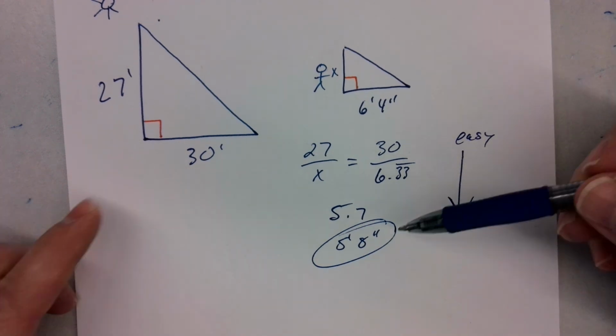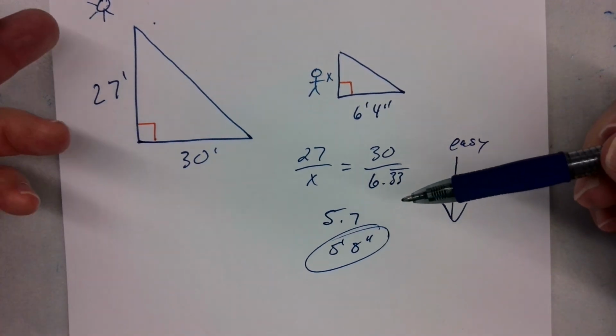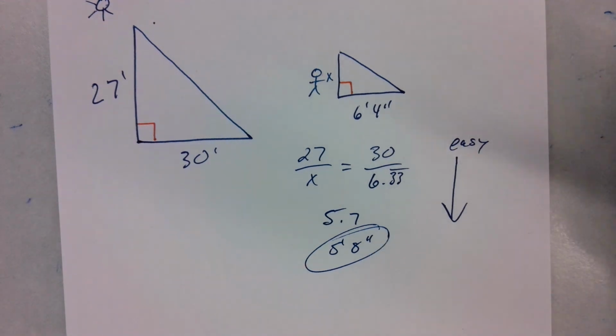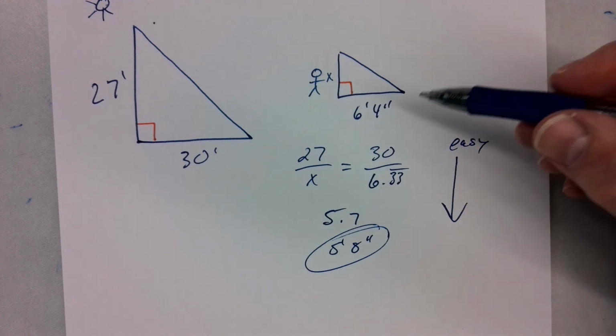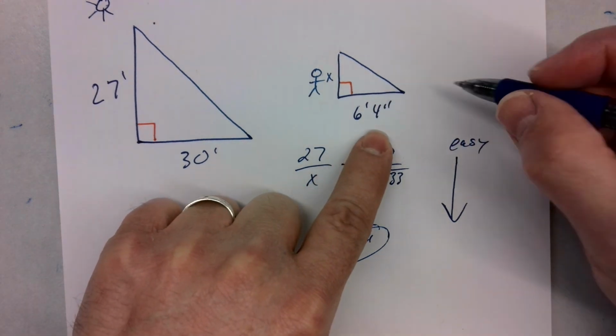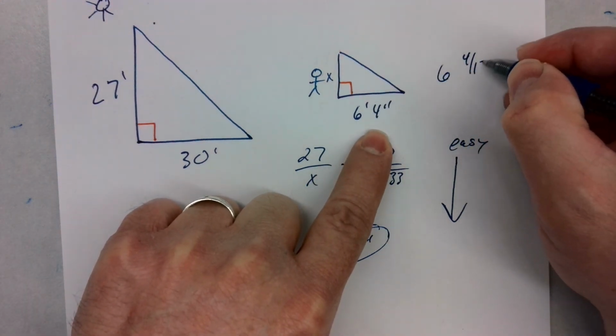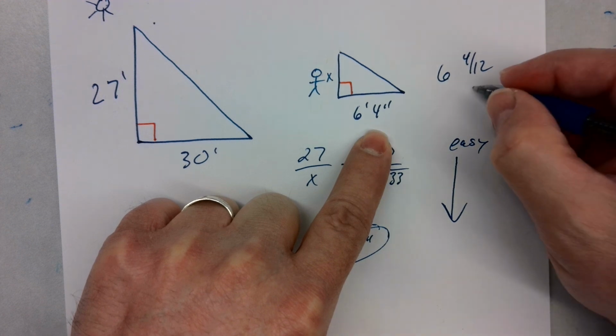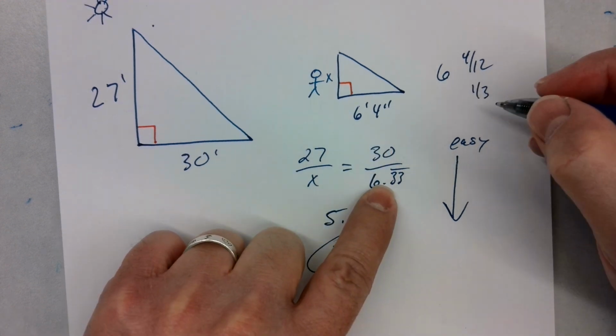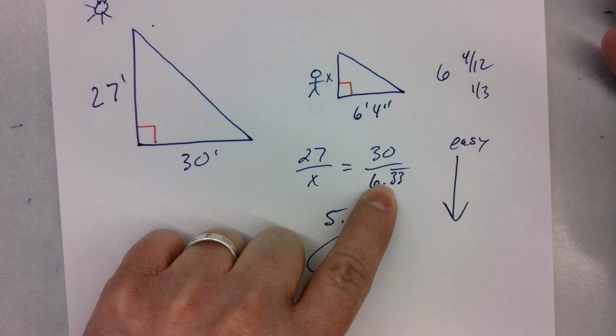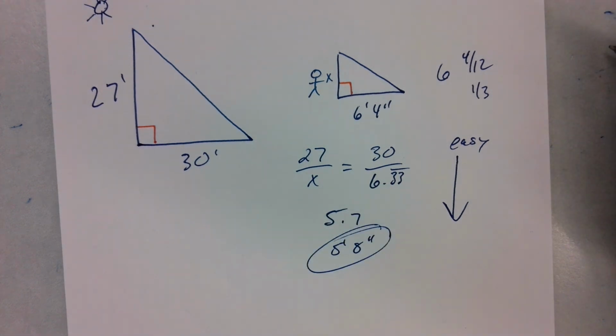But that's how we would do the problem. I would have gone to inches because it's going to give you a better answer. Why is it 6.33 repeating? Because 6'4" is 6 4/12 feet. 4/12 is 1/3, and 1/3 is 0.33 repeating, right? But I probably would have gone to inches if I was doing this because it would have given me a better answer.